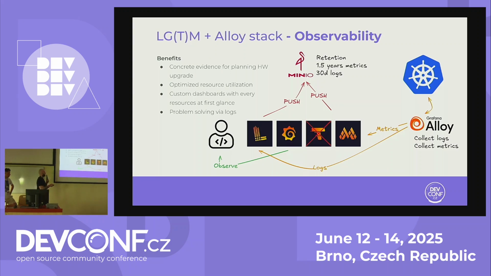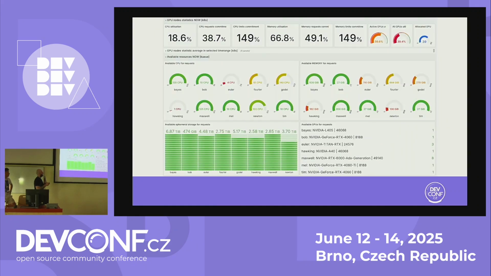And this is how it works. So you get Grafana Alloy, which collects logs and metrics. Metrics are pushed to Mimir, logs are pushed to Loki. Loki is pushing them, with Mimir, to our external MinIO, which is set to retention of 1.5 years for metrics and 30 days for logs. And then the researchers are using Grafana as UI.